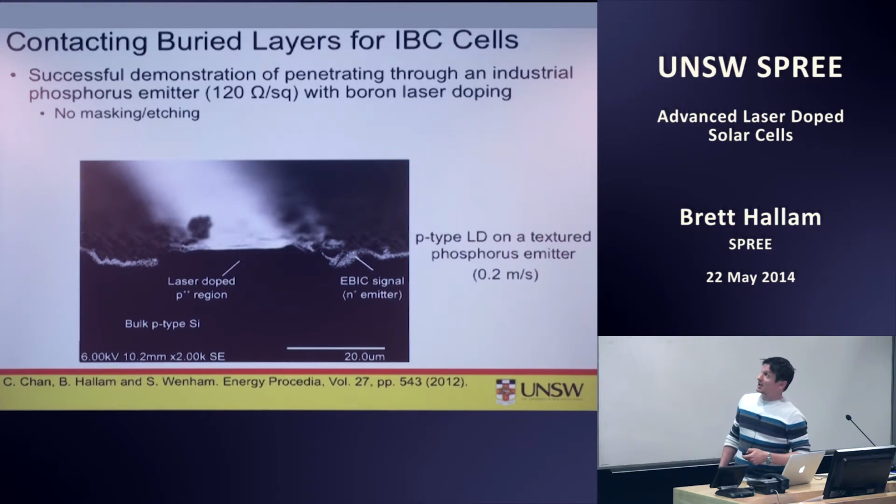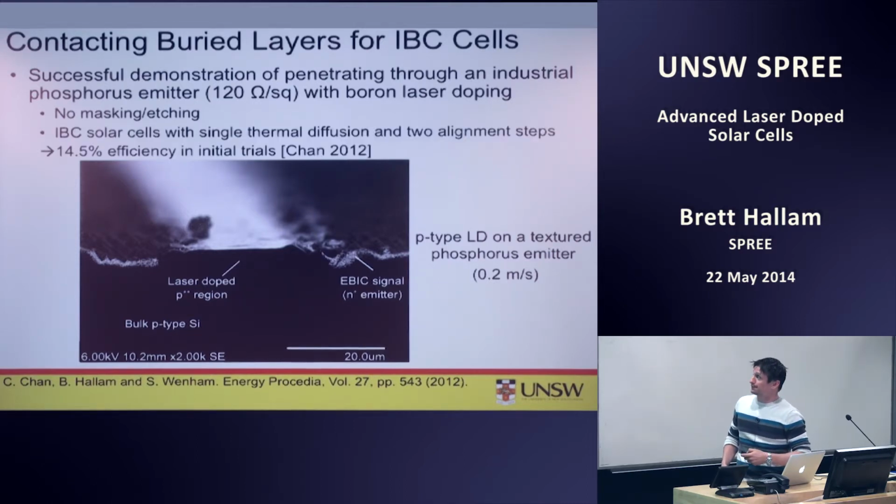And this was through an industrial emitter of about 120 ohms, so it's a relatively heavy diffusion to be able to penetrate through. So what this means is we could potentially be looking at back contact solar cells on p-type wafers, or potentially on n-type wafers as well, with a single thermal diffusion. And you don't actually need to remove any diffusion or perform masking processes for this diffusion process.